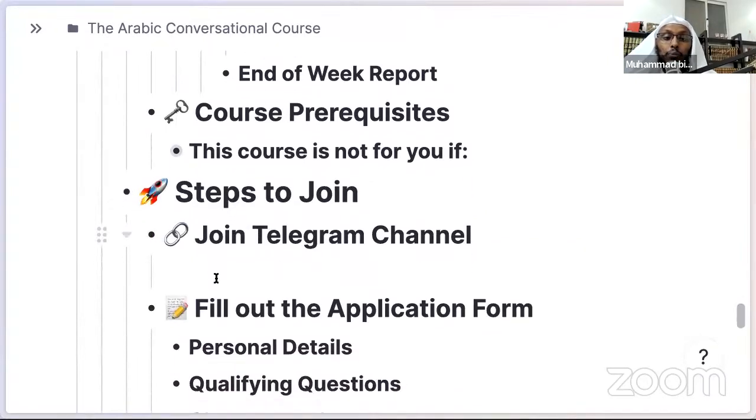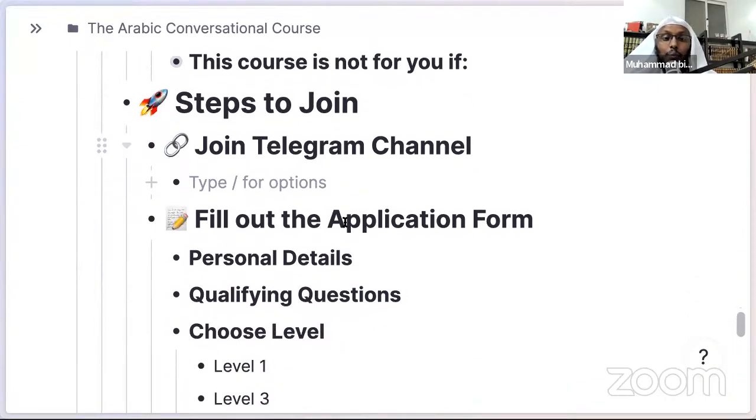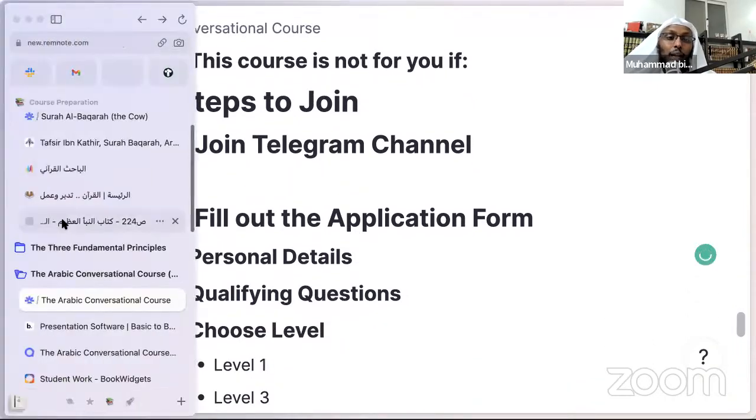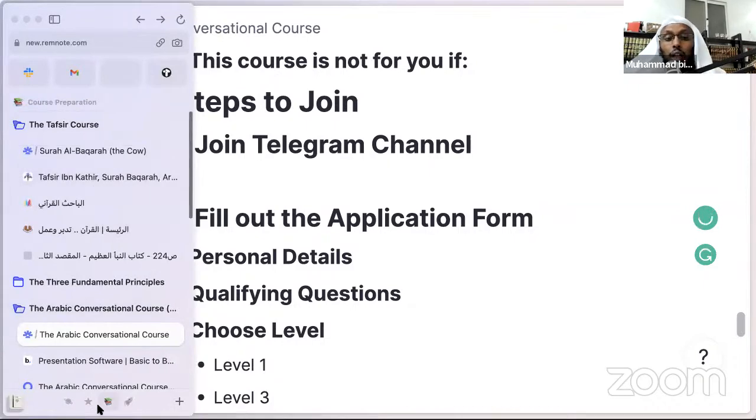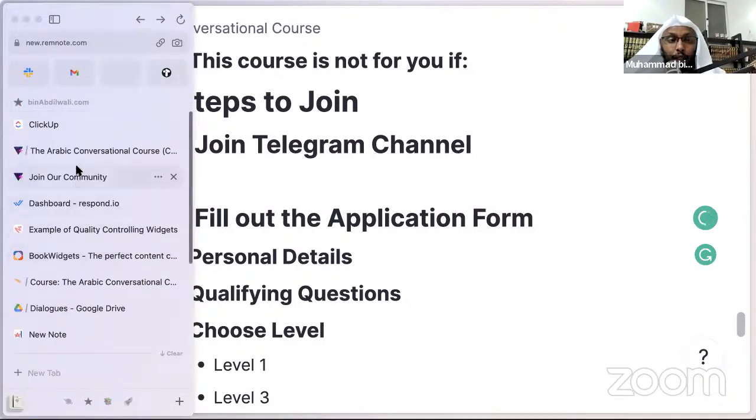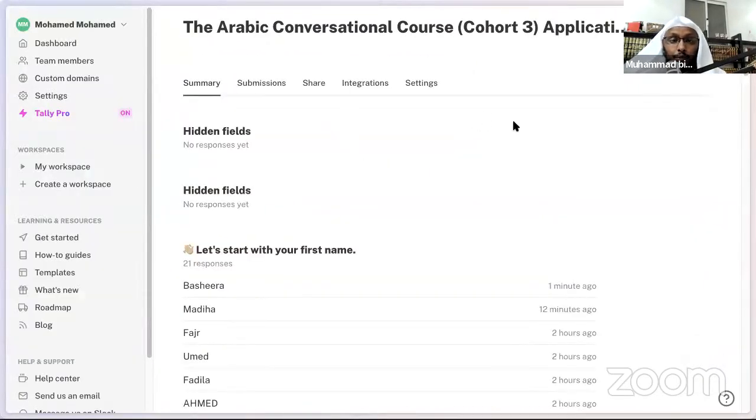All right, steps to join. First thing, join the Telegram channel if you haven't. That's the first thing, definitely. Secondly, fill out the application form. Let's quickly go over the application form so that in case some of you are stuck, you know what's required, inshallah. The application form is pretty straightforward. It's very, very easy. Okay.